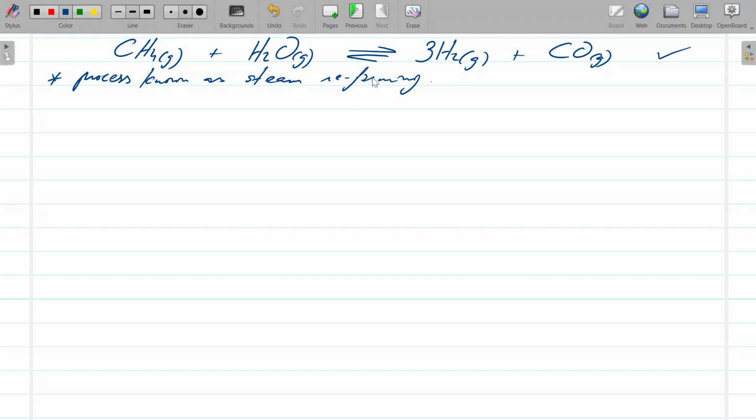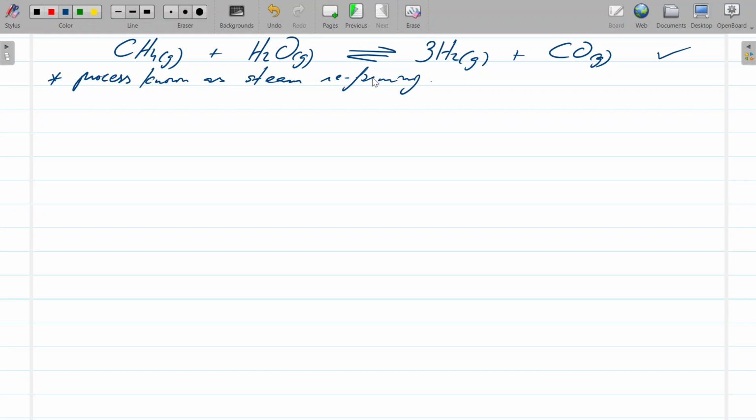Okay? And as you can see, obviously, it is a reversible reaction. Right? The reaction going from left to right, going from reactant to product, in this case is known as the forward reaction.